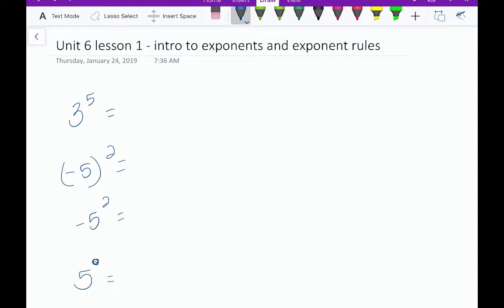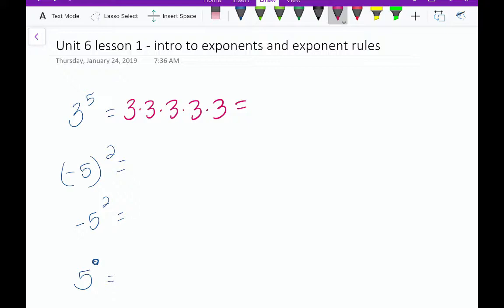This is the video for Algebra Unit 6, Lesson 1. This is an introduction to exponents and also looking at the exponent rules. So our introduction, making sure we understand what an exponent is and what it means. 3 to the 5th power is the same as 3 times 3 times 3 times 3 times 3. It is not 15. It does not mean 3 times 5.